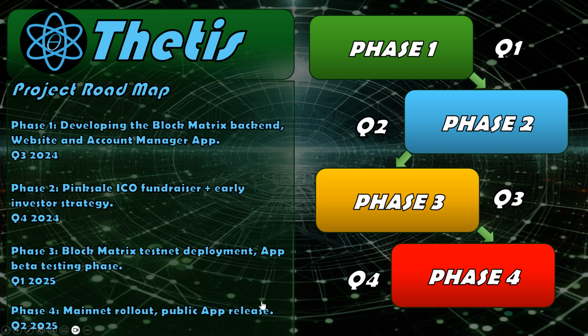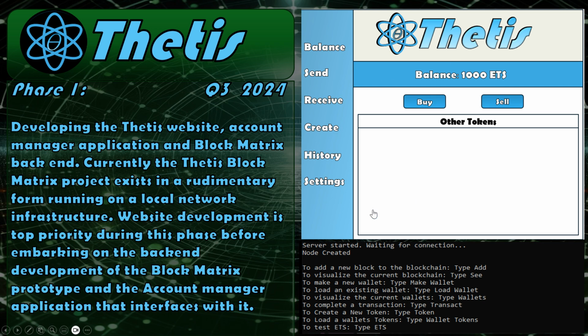And then phase 4 is the mainnet rollout, public app release, Q2 2025. Again, this will probably be late Q2, because all of this has to be built yet. The blockchain is working locally on a local network, and I can send it to other computers inside of this local LAN network that I'm on. But to get that into a web application where everybody can communicate with the block matrix backend, that's a whole different story. So let's go back into this. This is more detail we're going to go into.